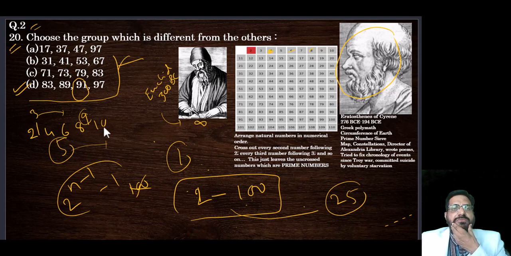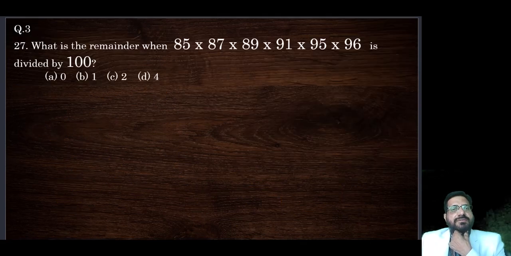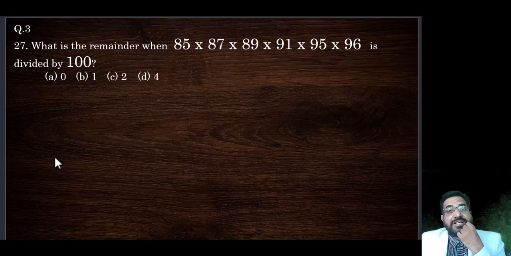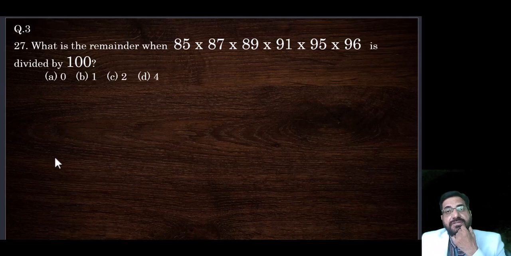So now let me know, are these questions unsolvable? No, I don't think so. They are very much solvable. Okay, next comes, yeah. What is the remainder when 85 into 87 into 89 into 91 into 95 into 96 is divided by 100? Oh my god, you have to multiply all these things.